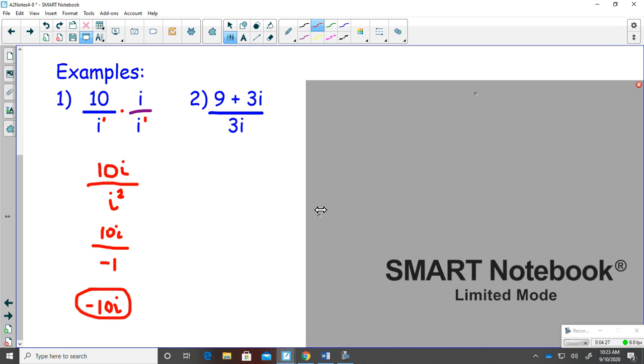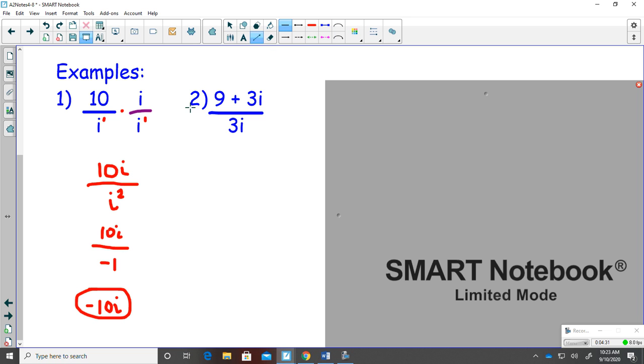Okay, let's take a look at number 2. Example 2, we have 9 plus 3i divided by 3i. And so, again, it's division. It has an imaginary number on the bottom. We're going to rationalize to get rid of it. We're going to multiply this entire problem, top and bottom, by something that's going to allow us to get rid of the i. In the last problem, I just multiplied by i, and it worked.